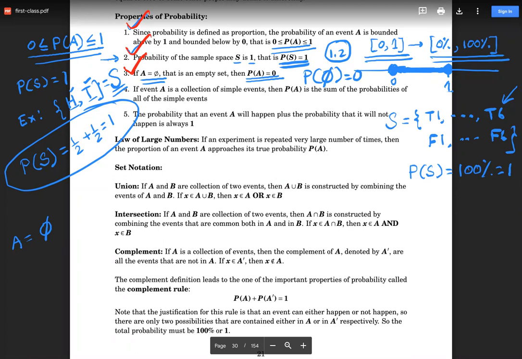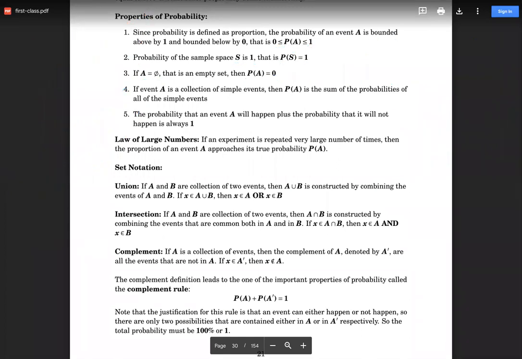If event A is a collection of simple events, then the probability of A is the sum of the probabilities of all the simple events. Now, this one may sound a little bit tricky. So let's say event A is rolling a die. If you roll a die, you could get 1, 3, 4. I just made it up. Now, 1 is a simple event, 3 is a simple event, 4 is a simple event.